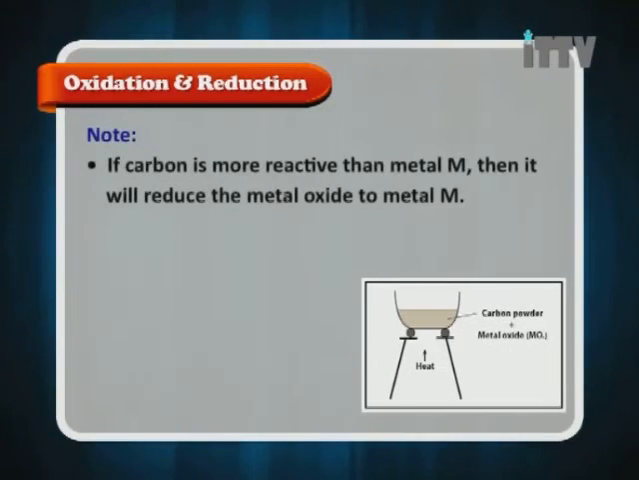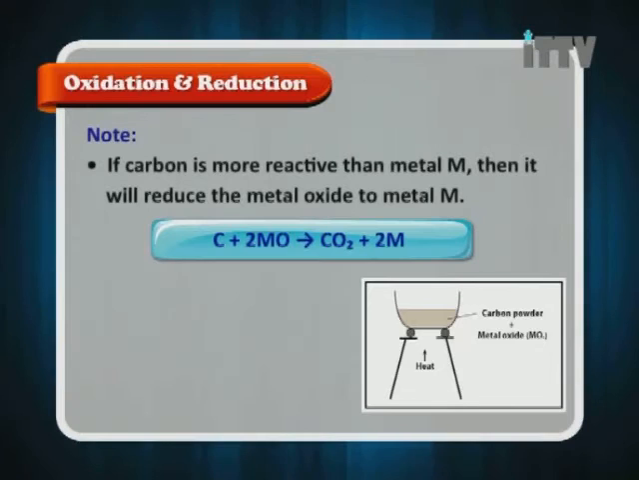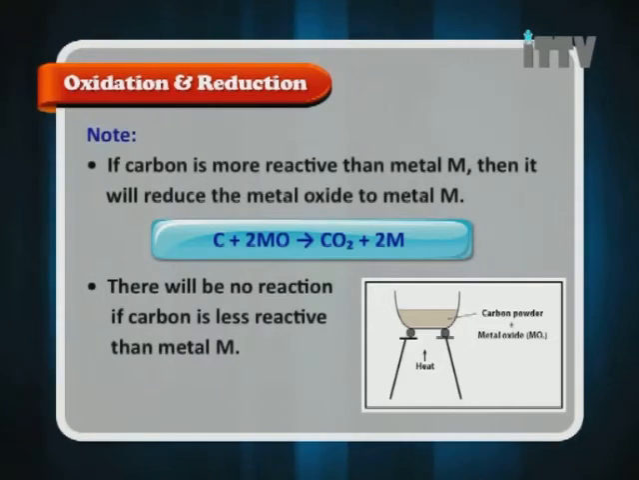The note is, if carbon is more reactive than metal M, then it will reduce the metal oxide to metal M. As shown in the equation, carbon reduces metal oxide to metal M, and in the process produces carbon dioxide. There will be no reaction if carbon is less reactive than metal M.